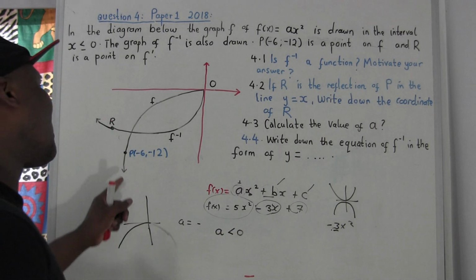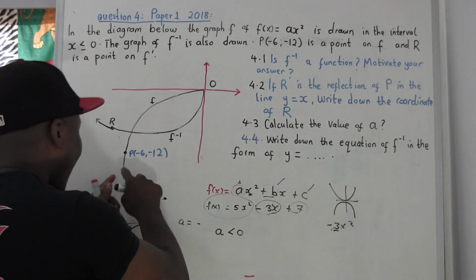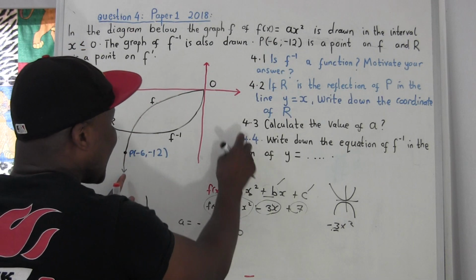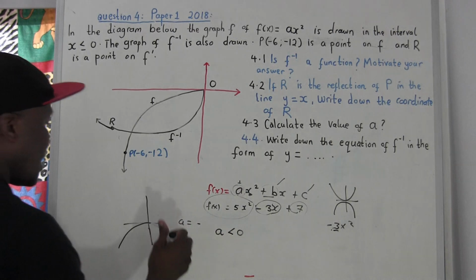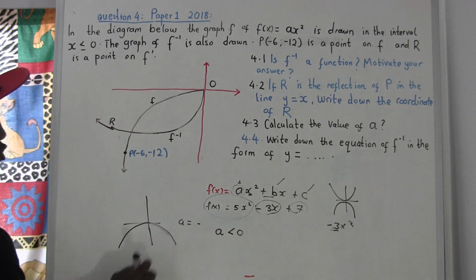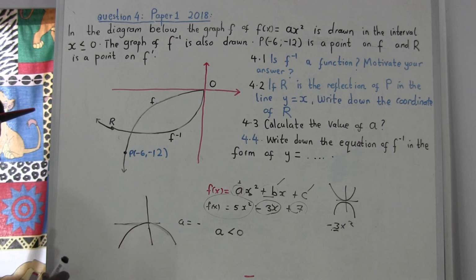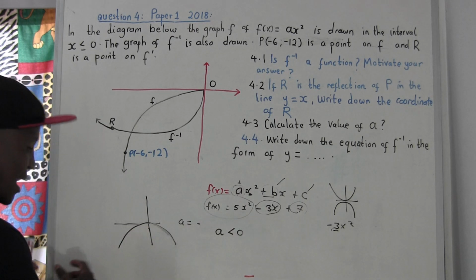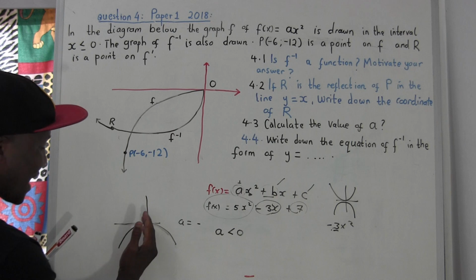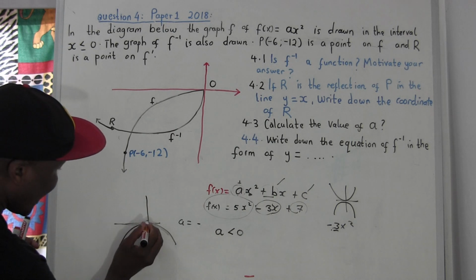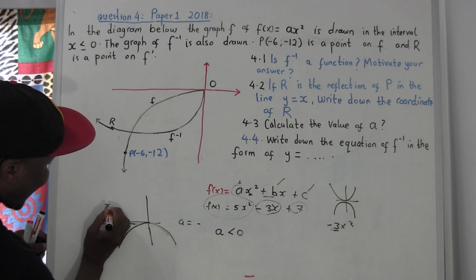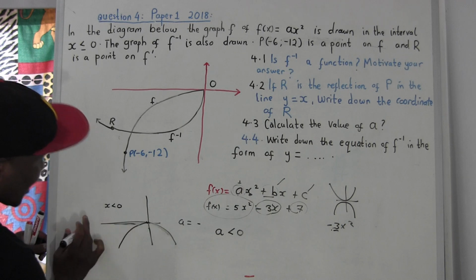Because this is f, this is f of x, and y is less than 0. The thing is they did not draw left and right. They only drew on the side of the x on the left, which means when x is less than 0, from here to the left.